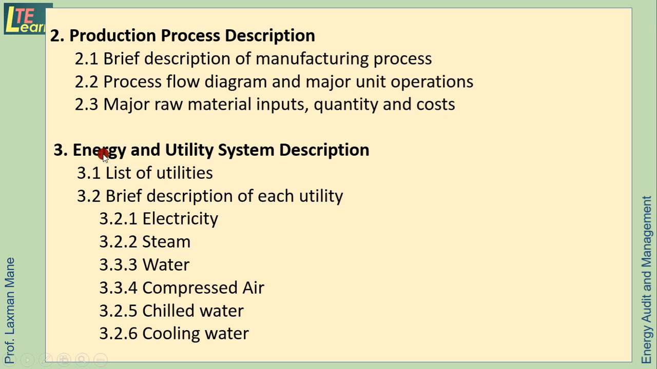In third part, energy and utility system description is given. It includes list of utilities, brief description of each utility, means for example electricity, steam, water, compressed air, chilled water, cooling tower, etc.